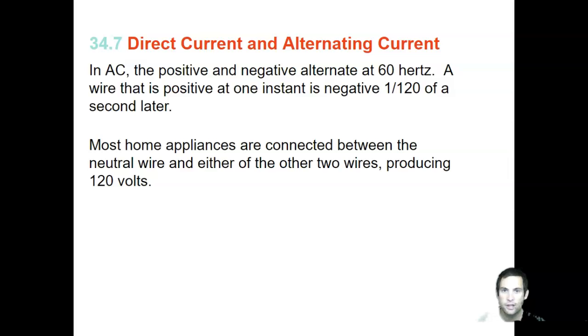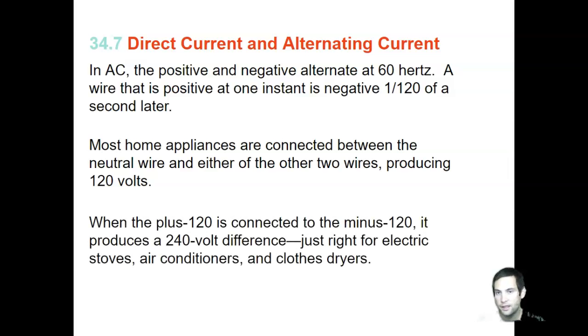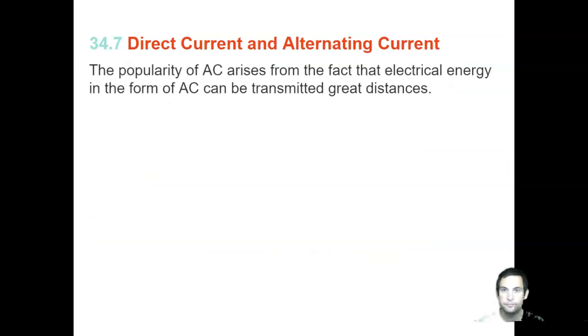Most home appliances are connected between the neutral wire and either of the 2 wires, producing 120 volts. When the plus 120 is connected to the minus 120, it produces a 240 volt difference, just right for electric stoves, air conditioners, clothes dryers, all of the big appliances.